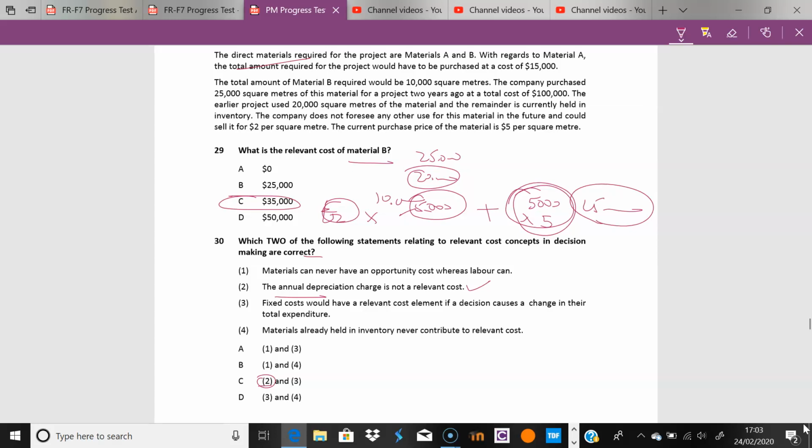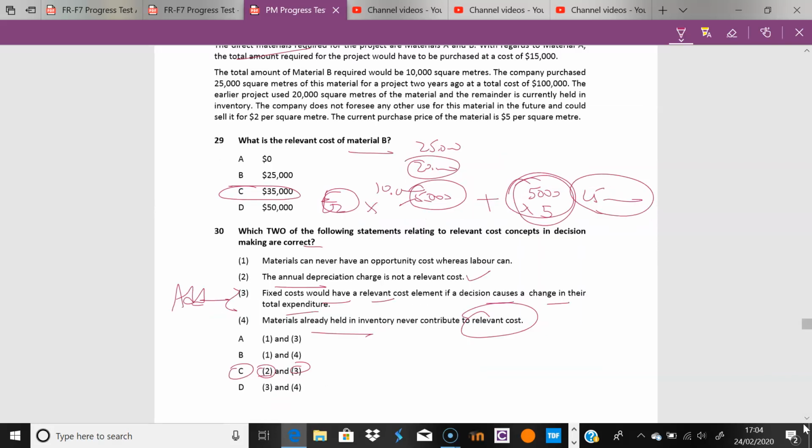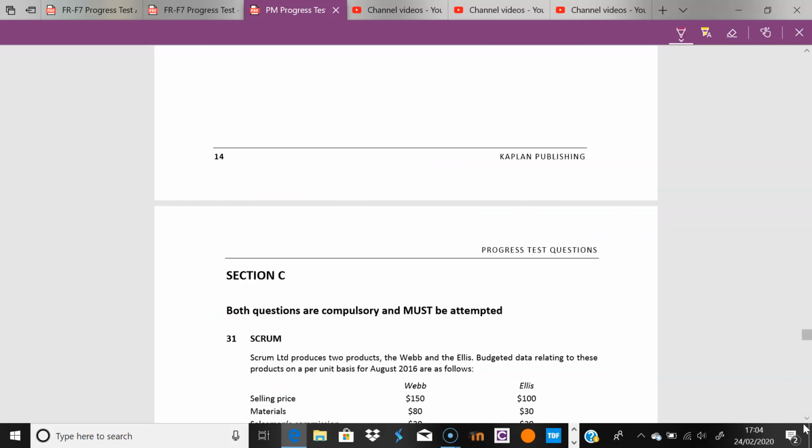If we can sell it for the realizable fair value, then that gives it an opportunity cost. Materials already held in inventory can contribute to relevant costing because, like I said, if you can sell the thing, you consider that as relevant costing. And fixed costs would have a relevant cost if a decision changes their total expenditure. Yes, of course. So you can always add on any additional fixed costs. So the answers are 2 and 3. That is C. That brings us to the end of the last 5 questions there. And I will see you in the next video.